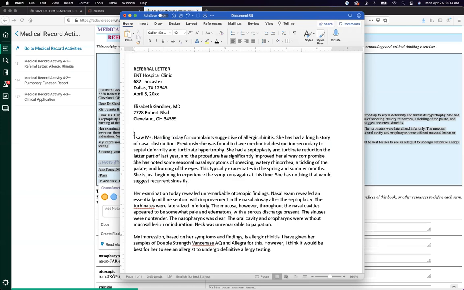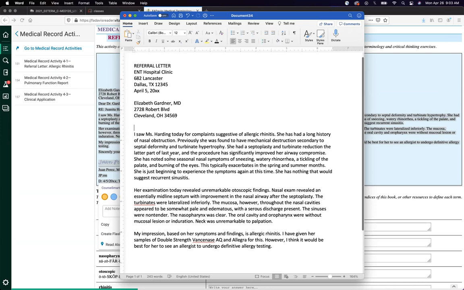So I'm now going to highlight some of the things that look like medical terminology. So she had a chief complaint of allergic rhinitis. She also had nasal obstruction. Previously, she found mechanical touching, secondary to septal deformity and turbinate hypertrophy. These are medical terms. You see what I'm doing? I'm looking at all the nice medical terminologies I could ask a question about.